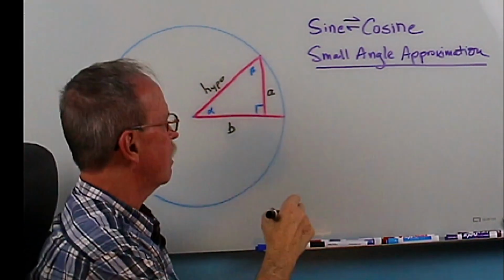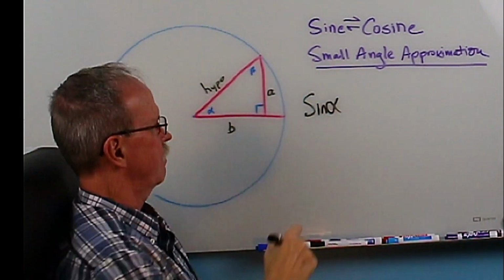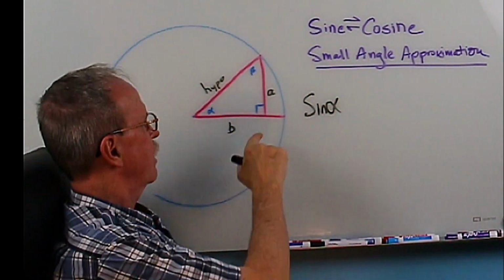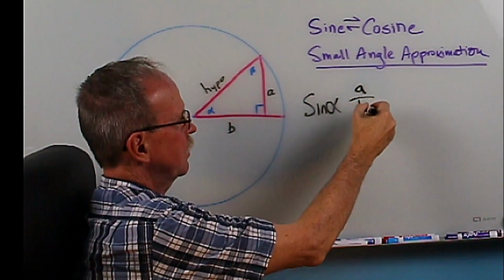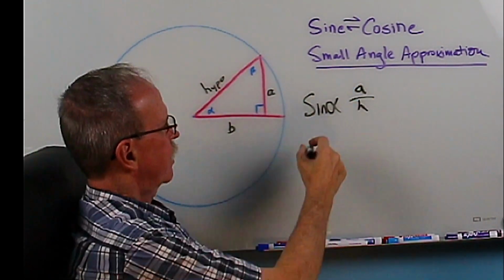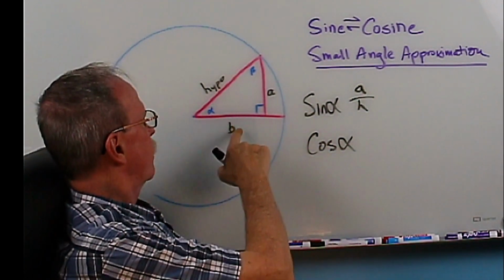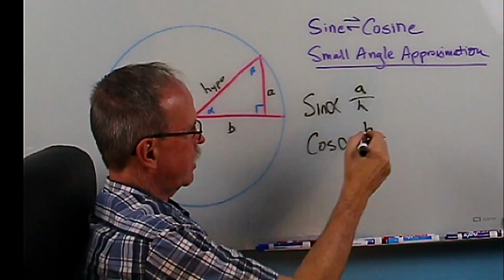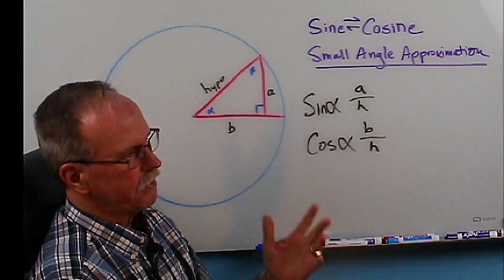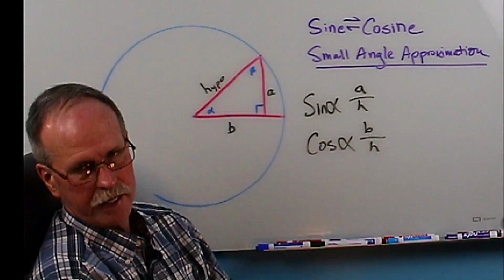Now, let's look at angle alpha first. What's the sine of angle alpha? Well, the sine of angle alpha will be the opposite over the hypotenuse, so A over H. The cosine of angle alpha would equal the adjacent over the hypotenuse, so B over H. Now, what's the relationship between angle alpha and angle beta?